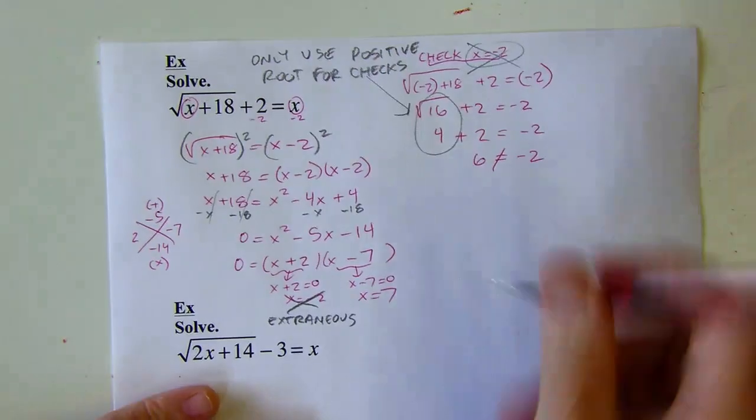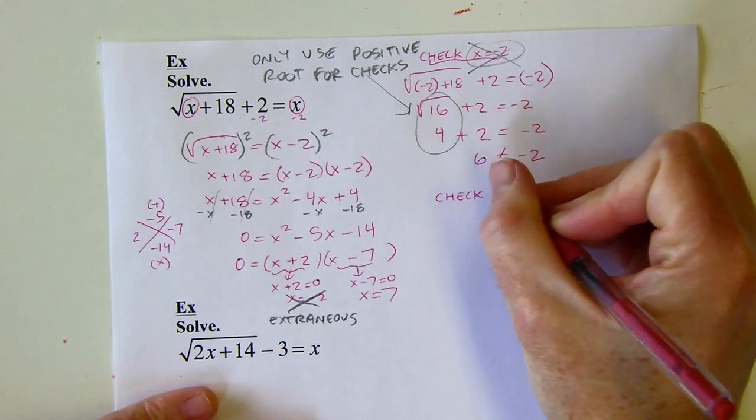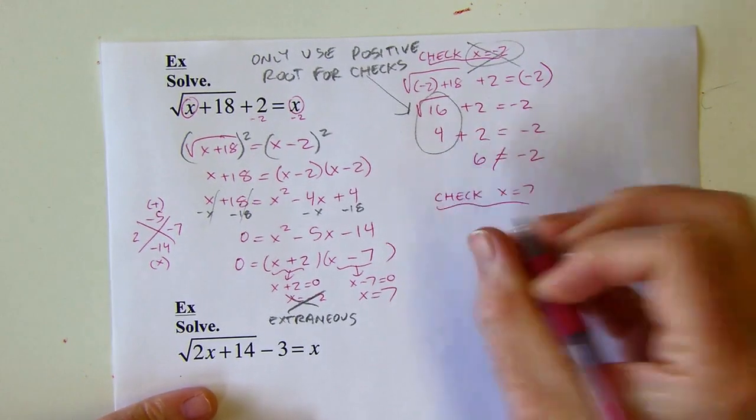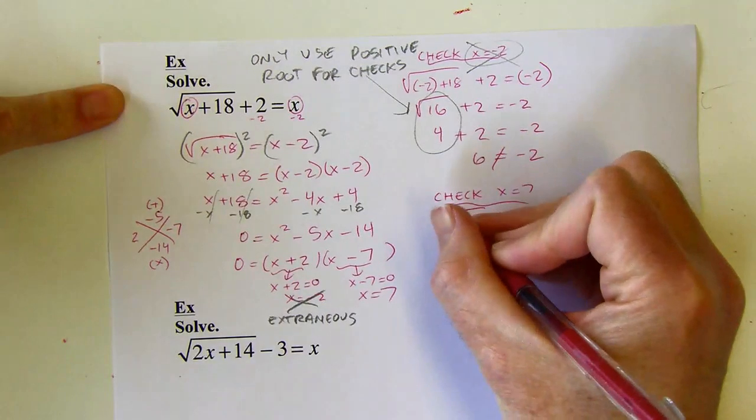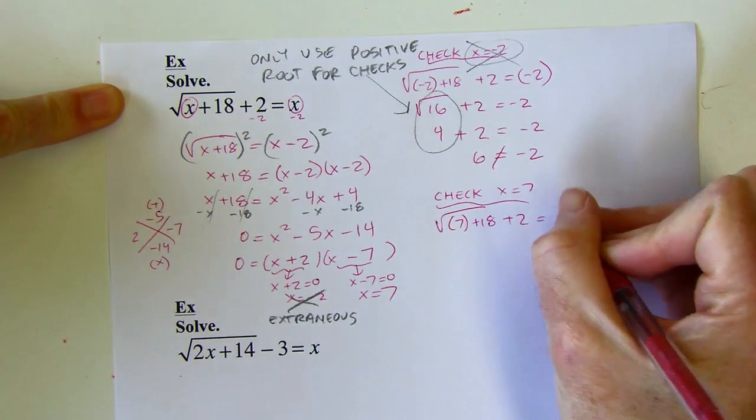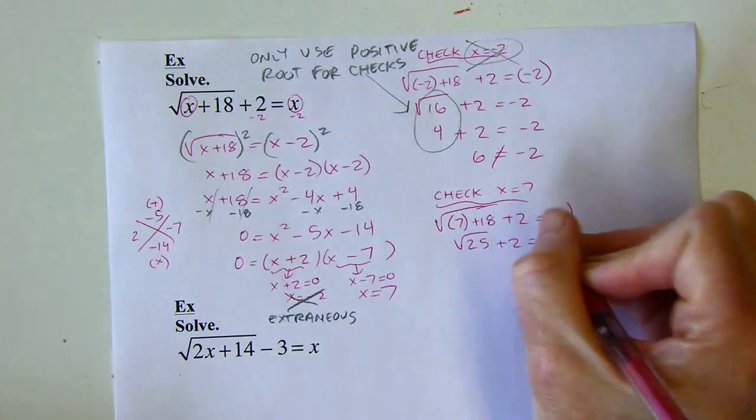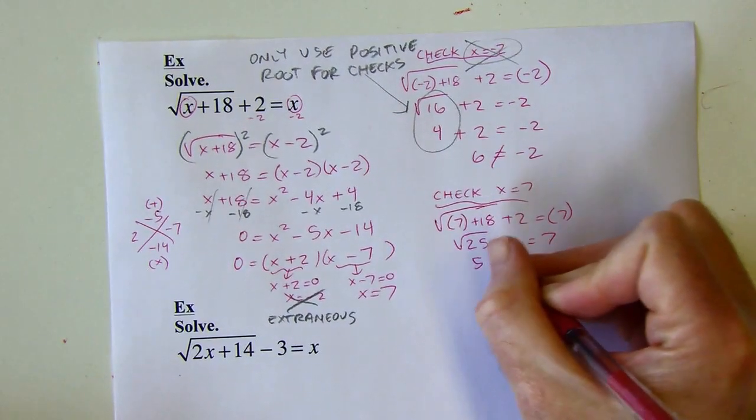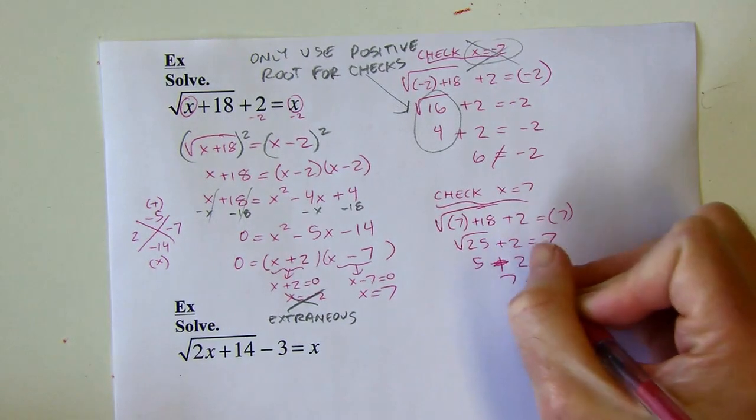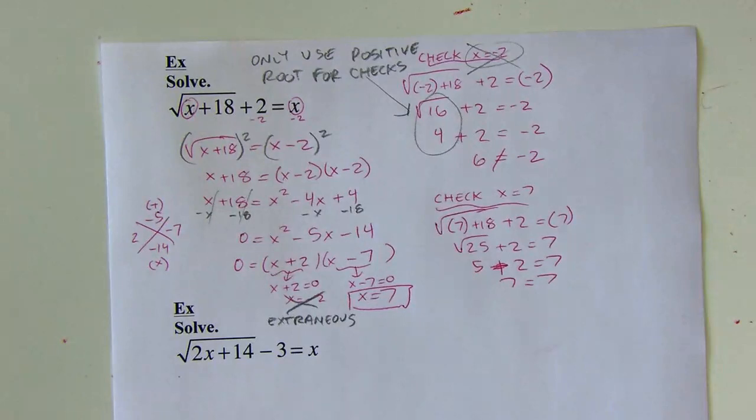Okay. All right, so let's check x equals 7. Okay, so going back to here. Okay, using the positive root here, I've got 5 plus 2 equals 7. Well, that is true. 7 equals 7, so this one works. So there's my good answer. Okay, so another problem just like that down below. You can go ahead and pause this and try it out if you like. I'm just going to get to it.